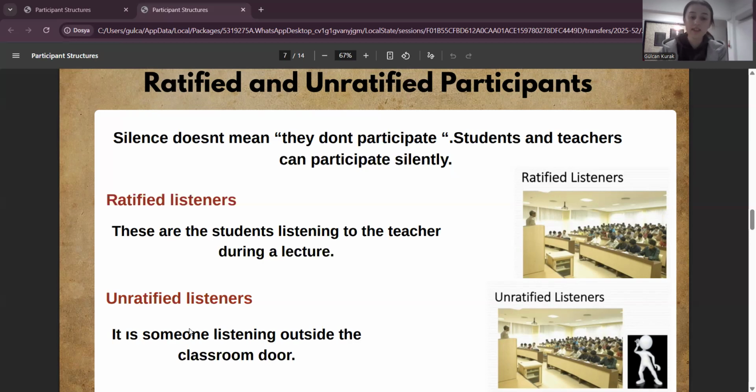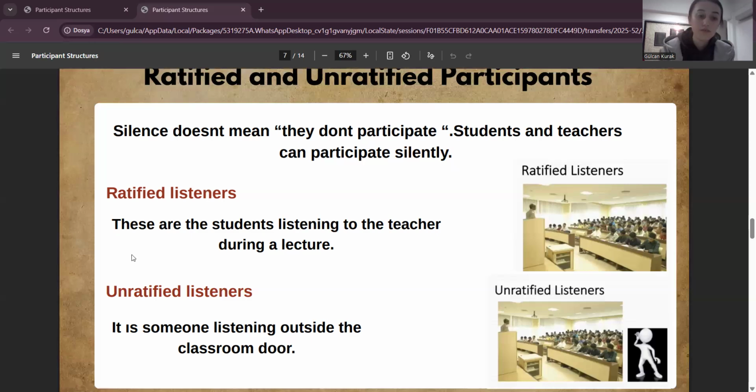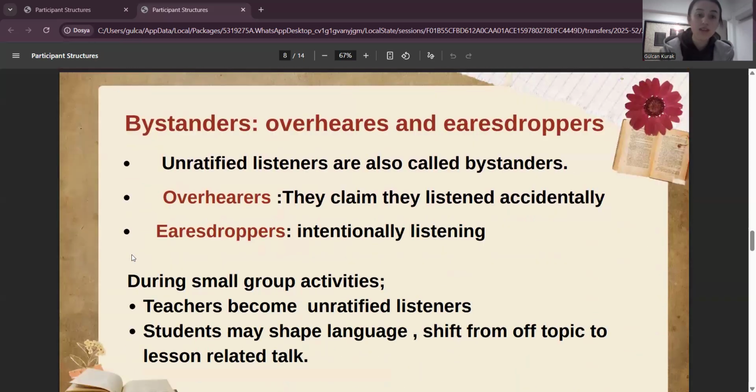And then we have unratified listeners. It is someone listening outside the classroom door. It's generally the teacher. Teachers don't participate in discussions all the time. They sometimes listen to students' participation, students' discussions. And also we have bystanders, overhearers, and eavesdroppers. Unratified listeners are also called bystanders. Overhearers claim they listened accidentally, and eavesdroppers listen intentionally.